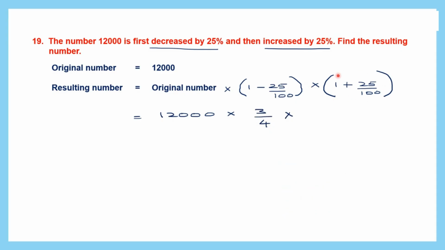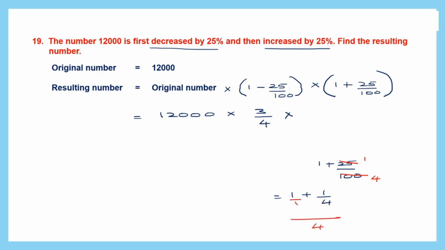That is 1 plus 25 by 100. So let's do that. 1 plus 25 by 100. Let's cancel this. So 25 ones and 25 fours. So now we have 1 plus 1 by 4. So this will have the denominator 1.